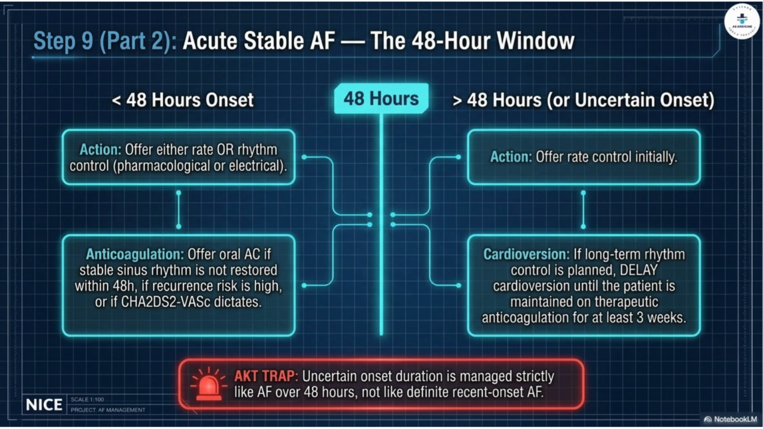This section explains how AF duration changes immediate management strategy. If onset is under 48 hours, rate or rhythm control is acceptable. If over 48 hours or unknown, start with rate control. Cardioversion requires at least 3 weeks anticoagulation if duration is longer or uncertain.